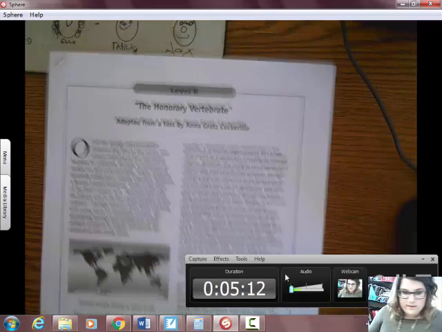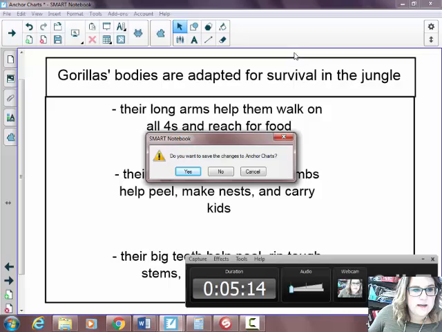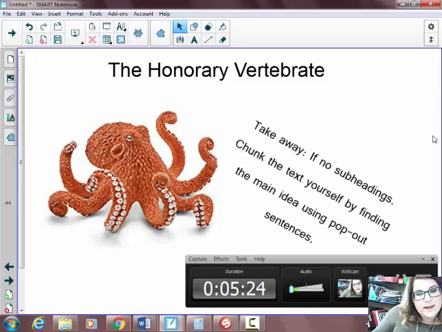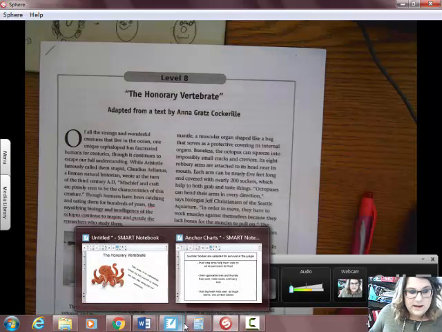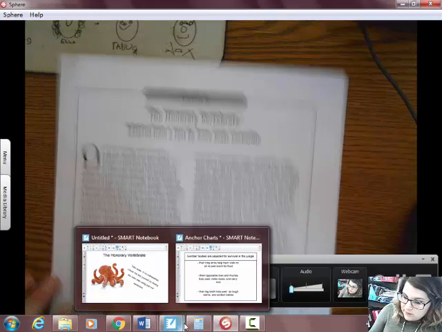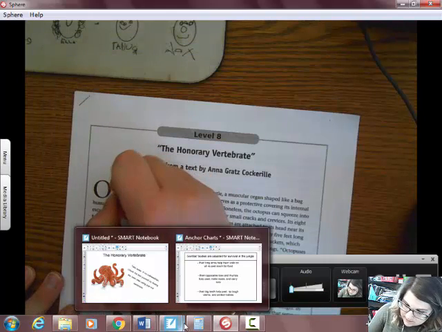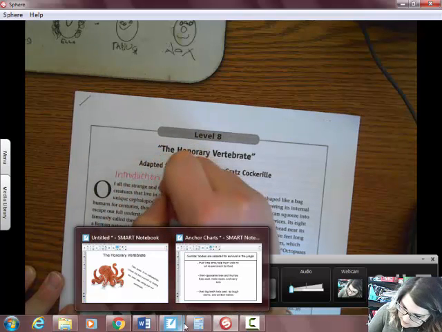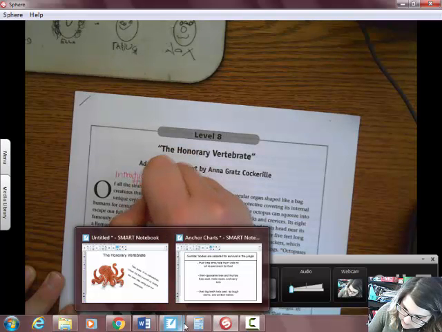So if we notice, this text did not have any headings. So we were not really able to go off of the headings. We had to find pop-out sentences of our own. So our major takeaway here is that if there are not subheadings, chunk the text yourself by finding the main idea and using pop-out sentences. So if I were to look back at this text, I had one pop-out here. If I were doing a boxes and bullets, I could write, this is an introduction to the octopus.